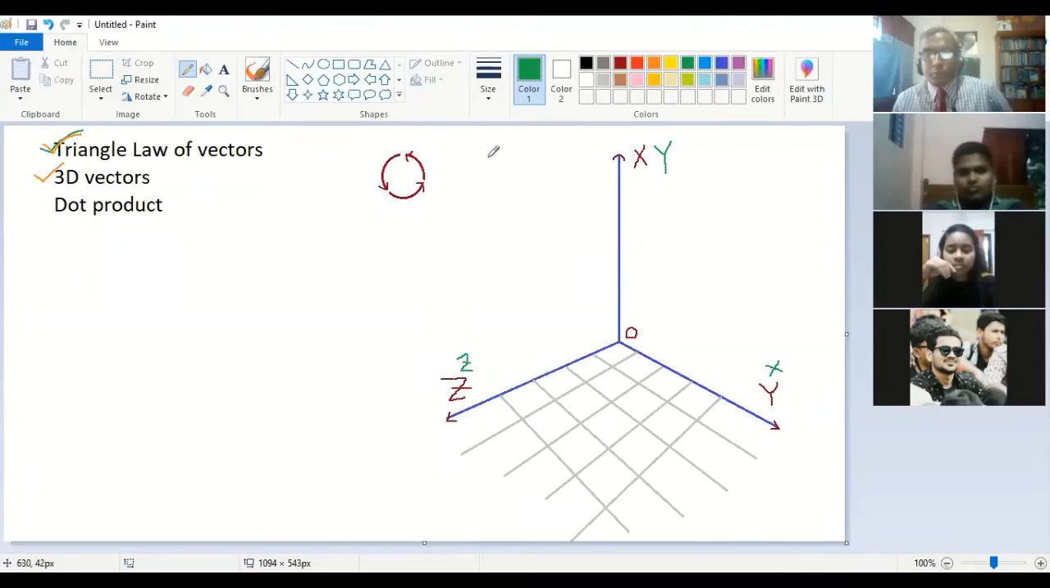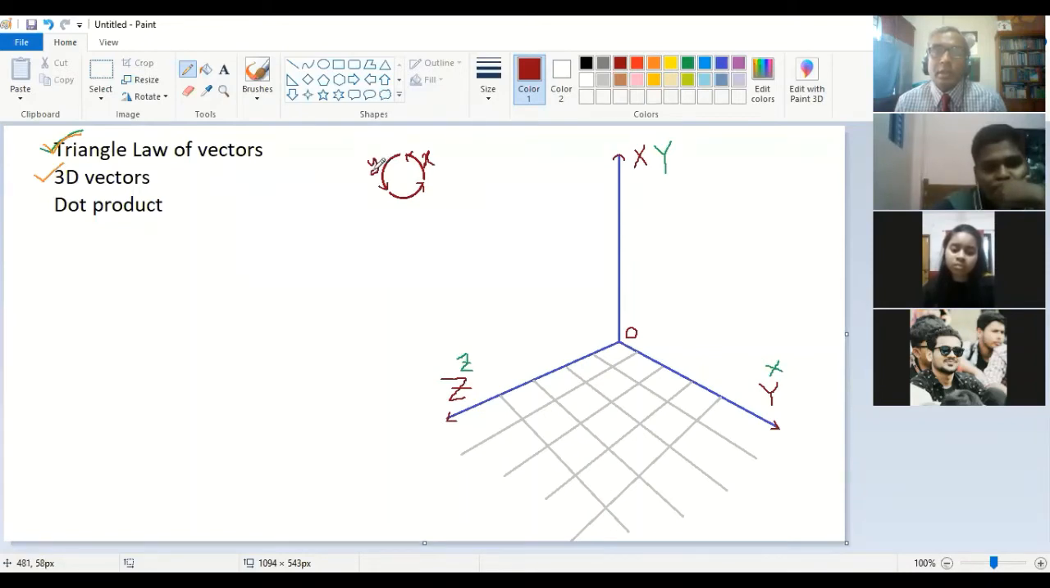Actually, the green color one, the right side is x, then the upper one is y, then the left one is z. It is correct. The maroon color XYZ is not correct. So you should maintain the order in anti-clockwise mode. That means the circle I have drawn here.